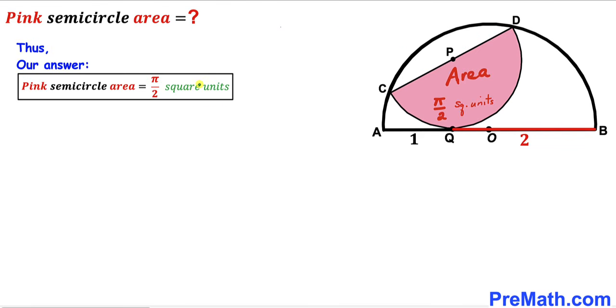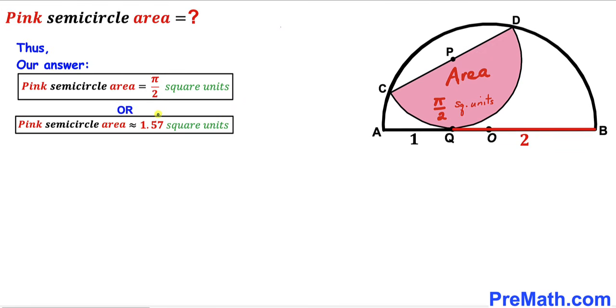So thus after all the calculations and manipulations, the pink shaded semicircle area turns out to be pi divided by 2 square units. And that is going to be approximately equal to 1.57 square units as well. And that's our final answer.